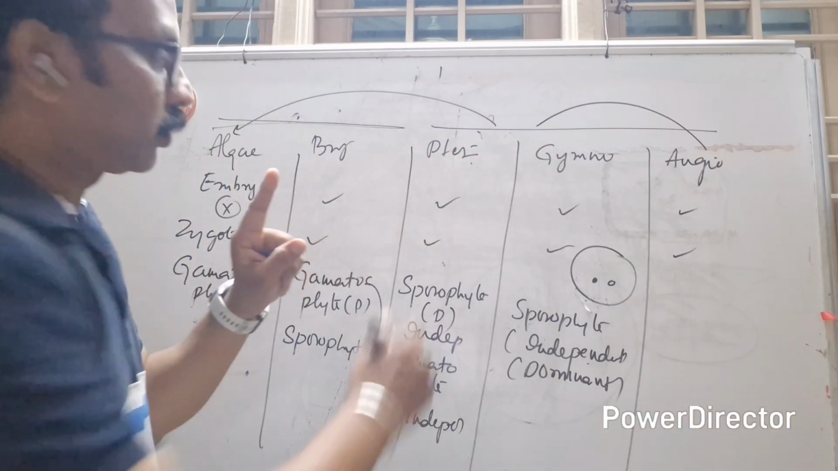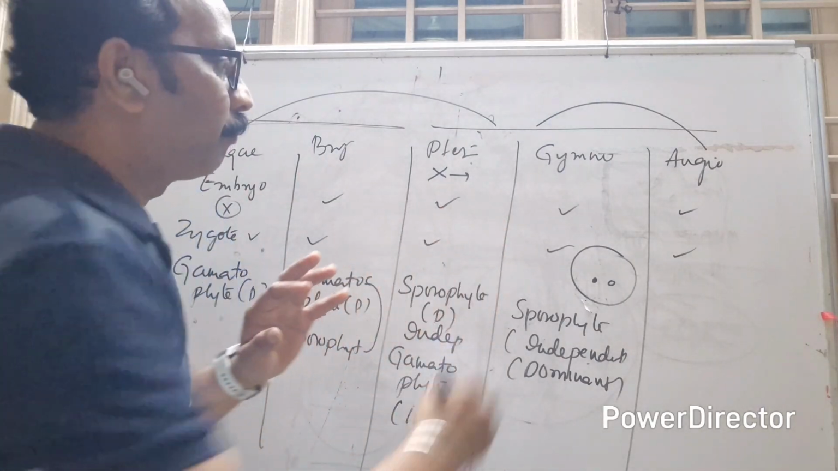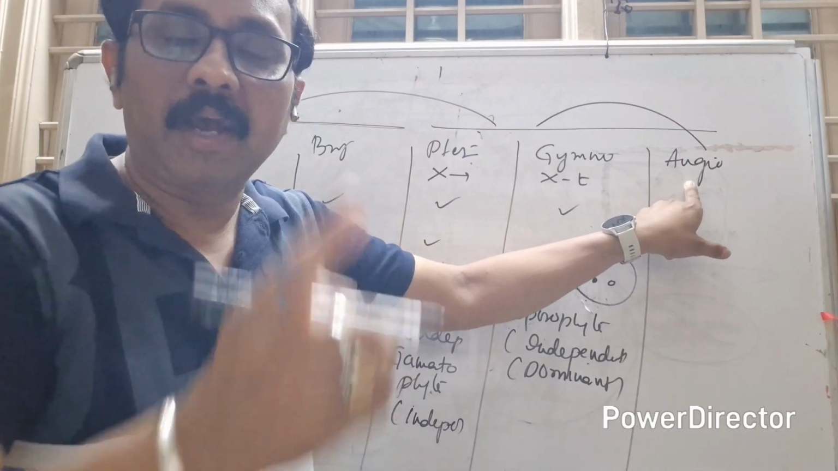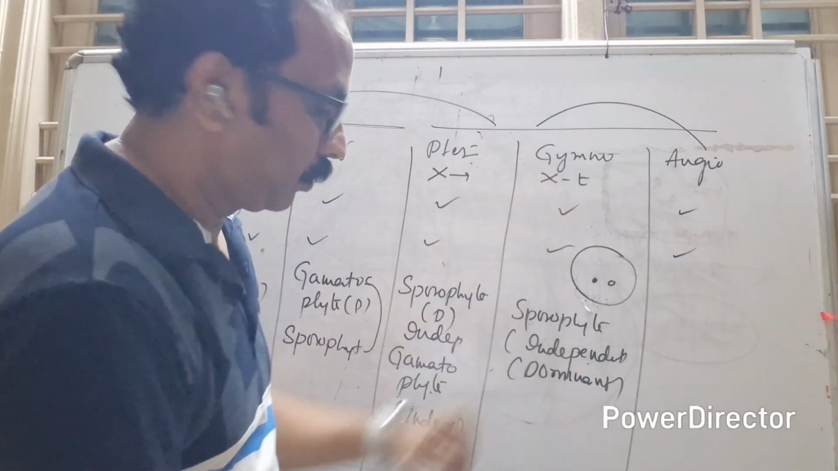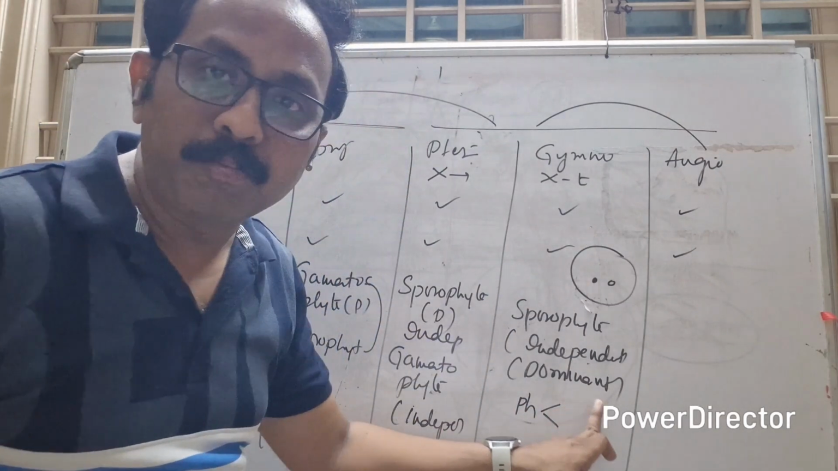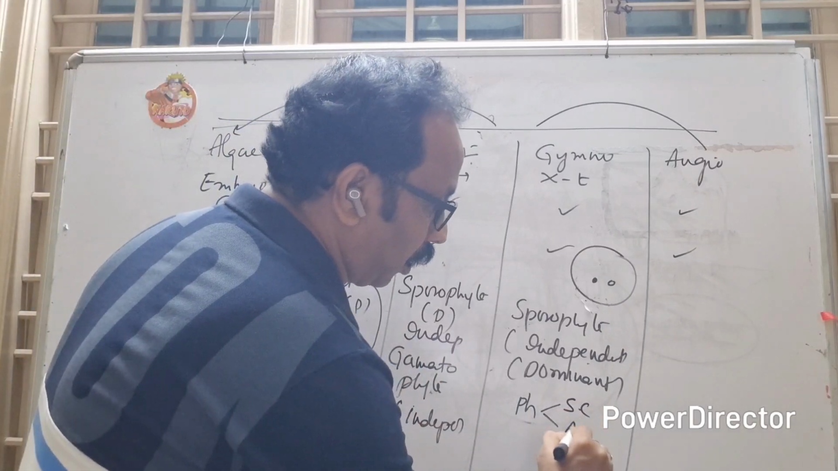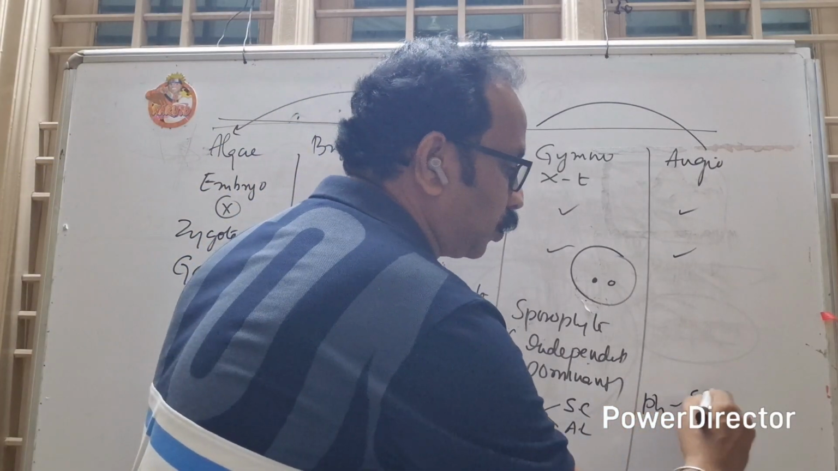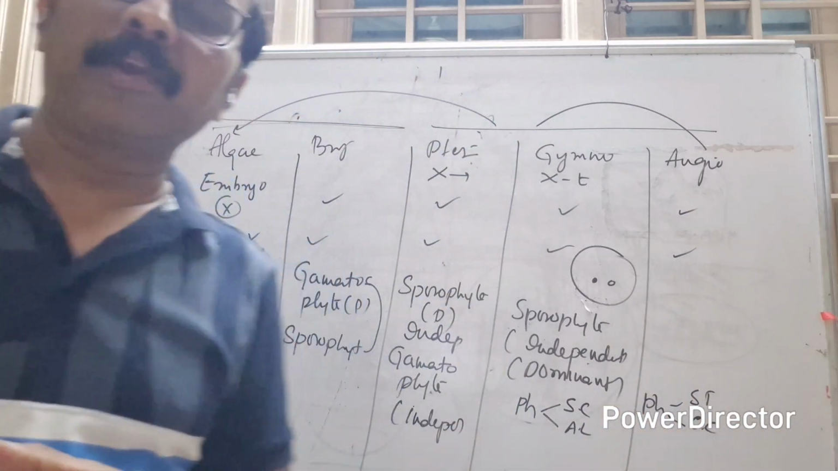But here students must remember the xylem has only tracheids, no vessels. Here the xylem also has only tracheids, no vessels. But here the xylem has tracheids and vessels also. And when it comes to the phloem, I think you remember that the gymnosperm phloem has sieve cells and albuminous cells. Whereas in angiosperms, the phloem has sieve tube members and companion cells. So that is the area.